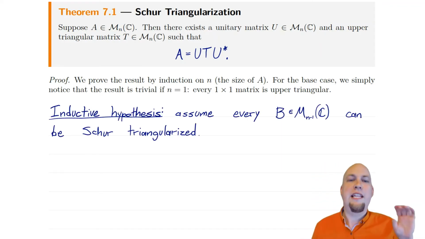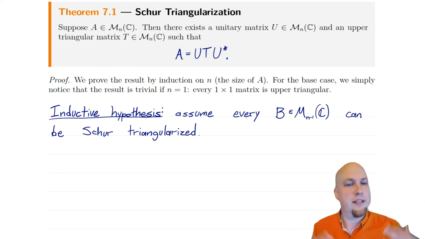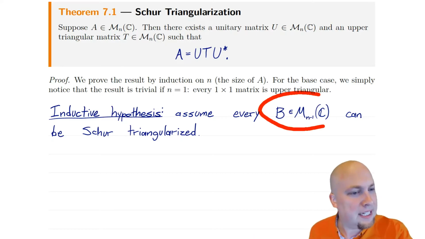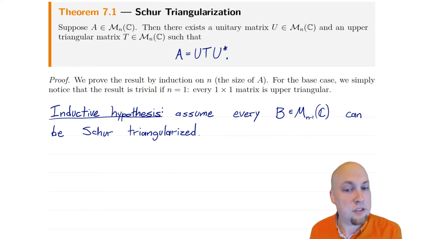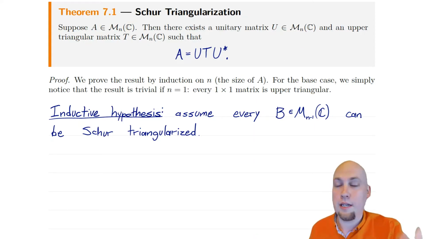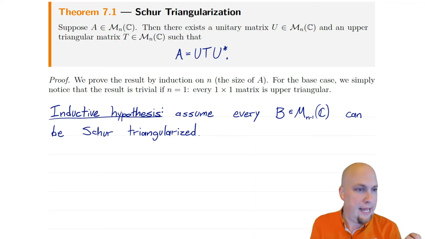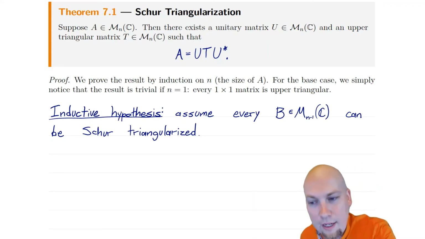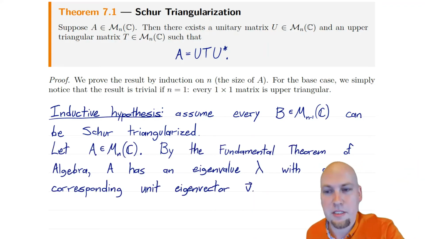For the inductive step, we're going to assume that every n-1 by n-1 matrix can be Schur triangularized. So we're assuming that this theorem up here applies to dimension n-1, and we're going to try to show that based on that, it must apply to dimension n as well. That's how the inductive argument is going to work.